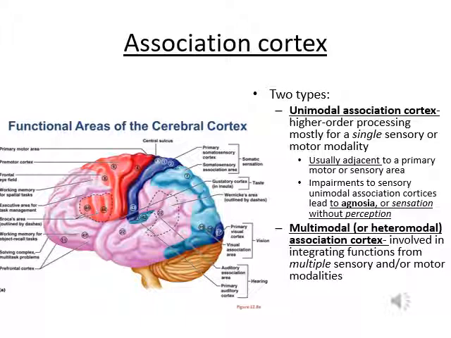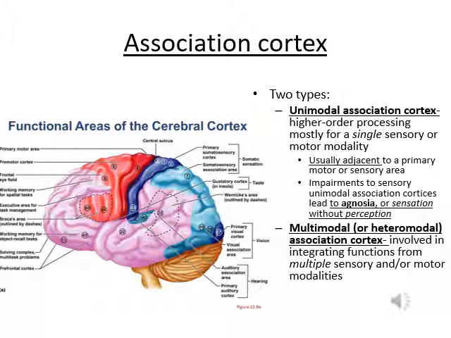And you can see the primary somatosensory cortex, that is area 3, 1, 2, right? Posterior to it, you have this somatosensory association area. So those are all unimodal association cortex. Impairment of this part will lead to agnosia, or sensation without perception, because this area is responsible for recognizing and analyzing the sensory information.